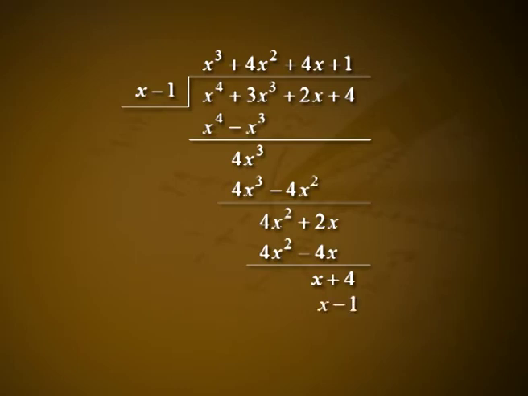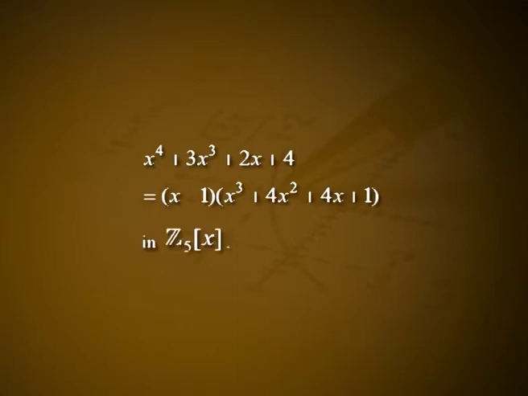Then take 1 and multiply 1 by (x - 1), which gives x - 1. Subtracting, we obtain 0. Thus, x^4 + 3x^3 + 2x + 4 = (x - 1)(x^3 + 4x^2 + 4x + 1) in Z5[x].